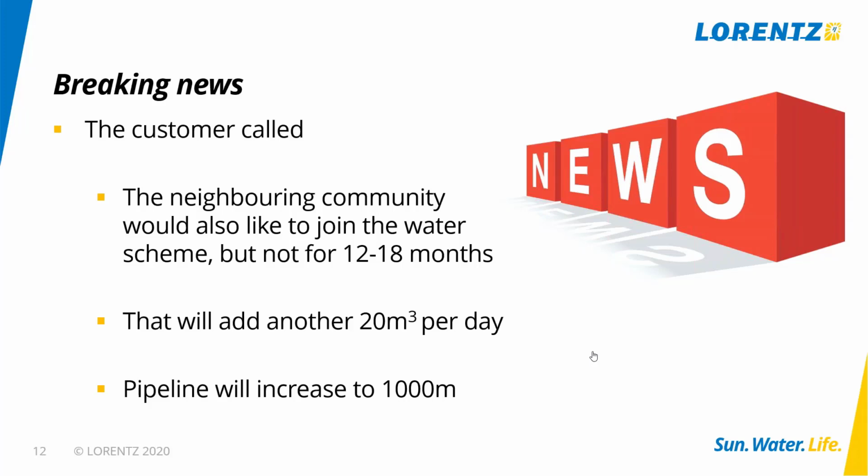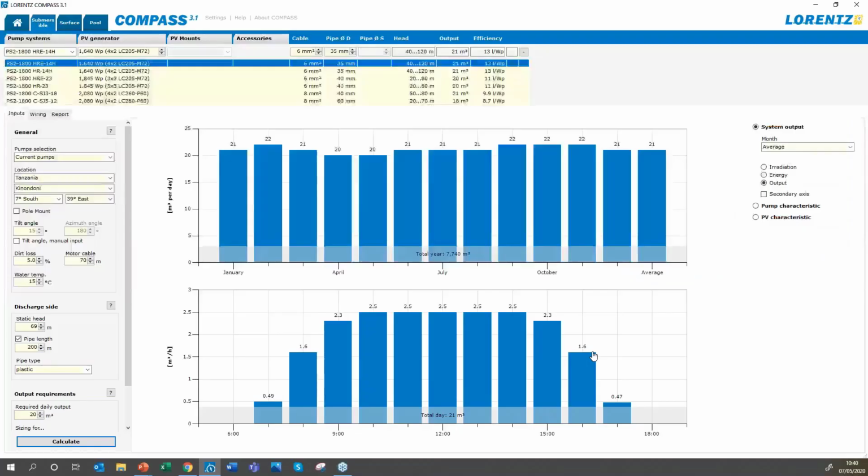So what we need to do is add another 20 cubic meters for the next village, and we need to increase our pipeline by 1,000 meters. So let's see how we quickly do that in Compass. So remember, we've got a pump here, which is our HR14H, and we've got 1.6 kilowatts. So I'm going to increase the pipe length to 1,000 meters.